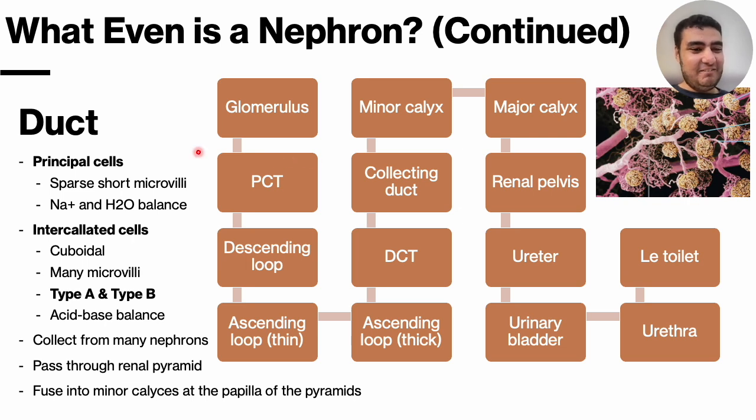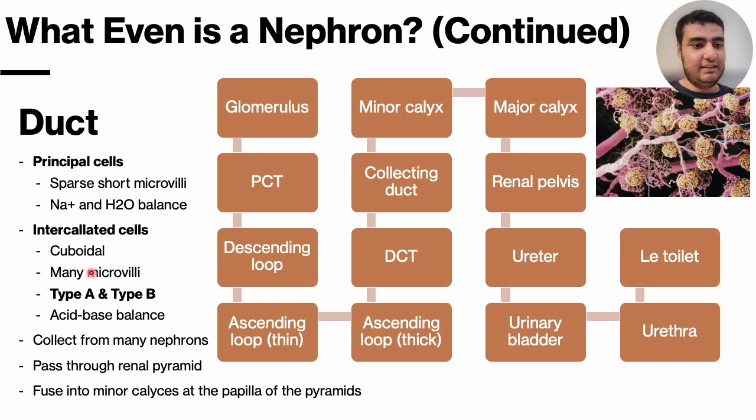So this collecting duct of the nephron has two main types of cells which are very important in solute homeostasis. We have principal cells, which have short and few microvilli, and they are important for sodium and water balance, so salt and water balance basically. And then we have intercalated cells, type A and type B, and they work in acidosis and alkalosis. So they function to maintain acid-base balance, and they consist of cuboidal cells with a lot of microvilli.